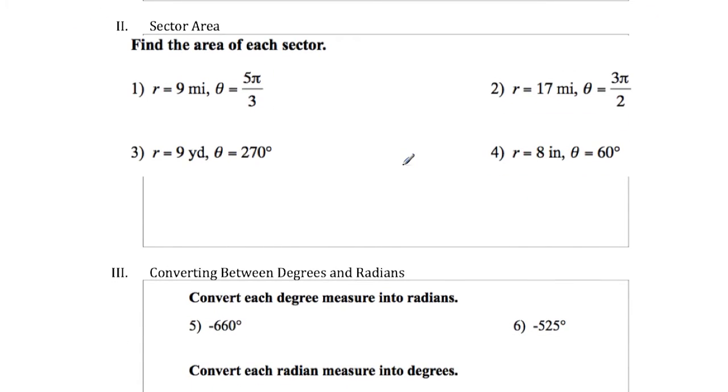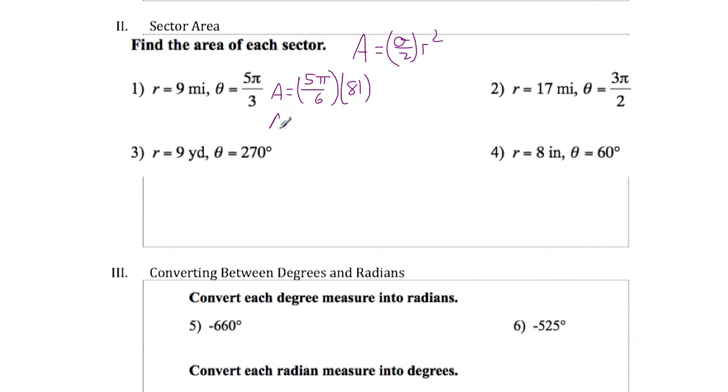Sector area is very much the same sort of approach. We know that the formula is A equals theta divided by 2 times r squared. This is the same thing as 1/2 theta. So with this, for number 1, we get that the area is equal to 1/2 of theta. So we multiply this by 1 over 2. So we get 5 pi over 6 times r squared, which is 81.